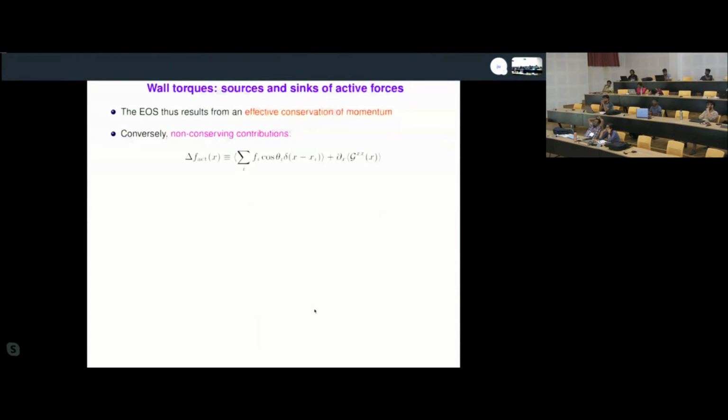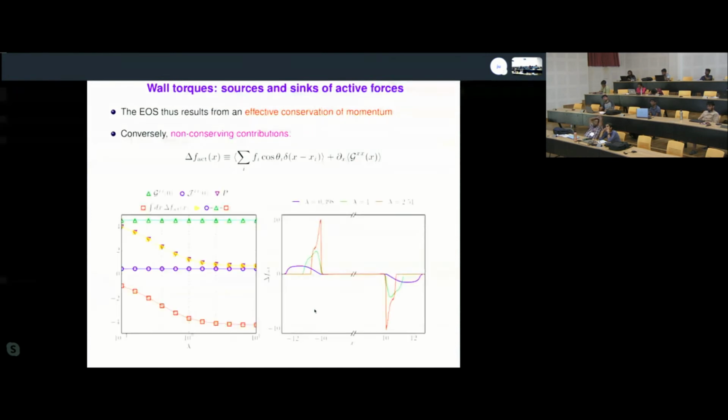Okay, you can look at cases in which you don't have an equation of state. You can look at the difference between the active force density and the divergence of the flux of active impulse. Here, what you have is the difference between these momentum-conserving bits and these momentum sources. When you have 3 different confining potentials on the right, you basically get 3 different types of momentum sources. On the bottom left, you have in blue the flux of momentum, in green the flux of active impulse, versus the stiffness of the potential.